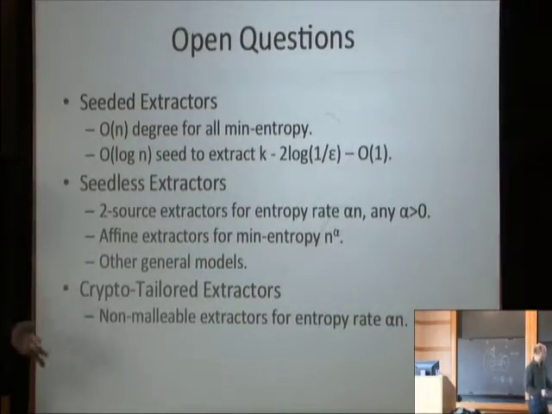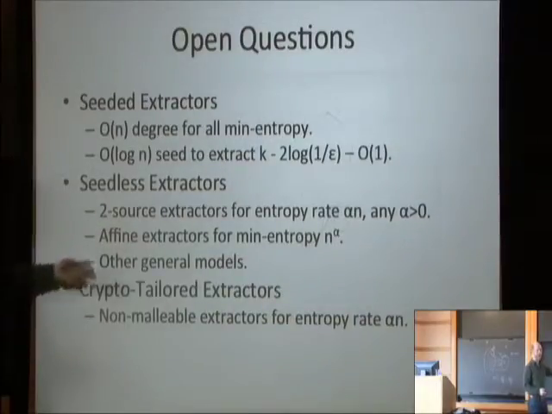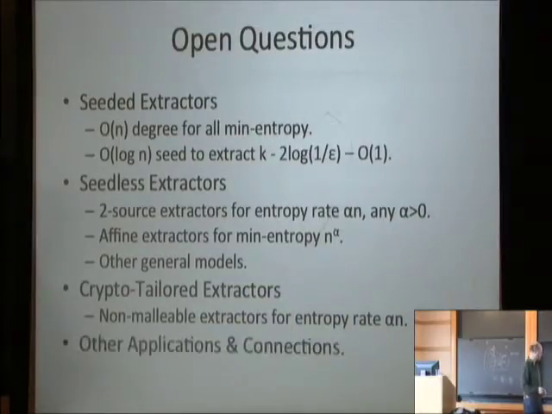And well, I didn't discuss this, but basically the bounds here are the same now as the two-source extractors, so we have that 0.499 bottleneck. We'd like to beat that. And it's always interesting to give other applications of extractors and show other connections to fundamental objects. Okay, so I think that's all for the PowerPoint part.